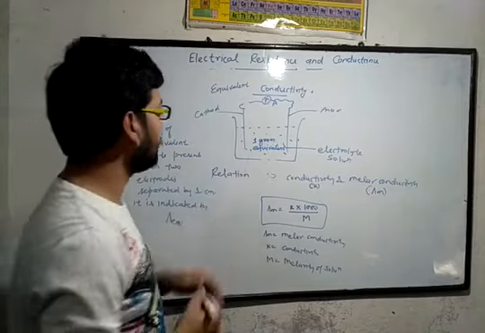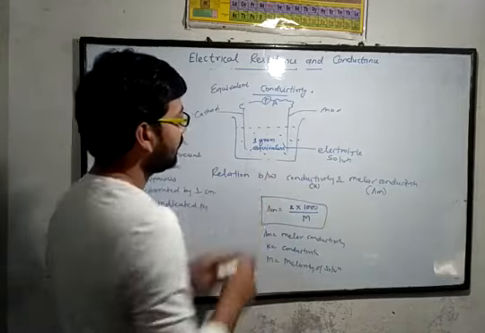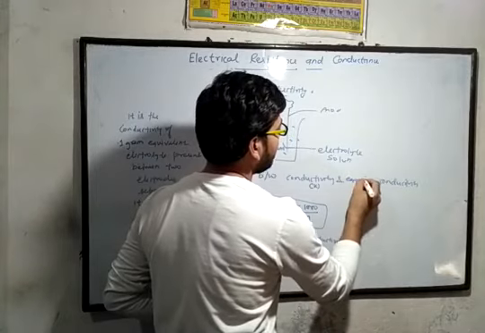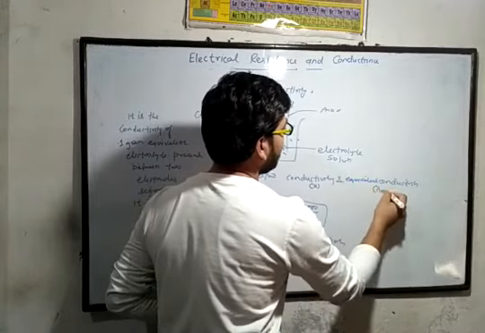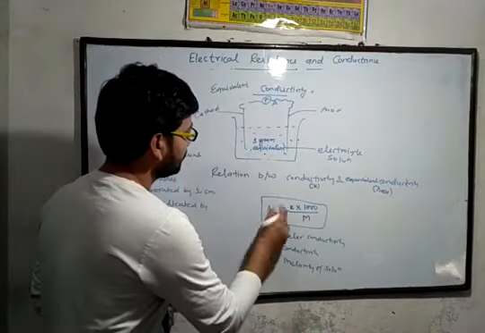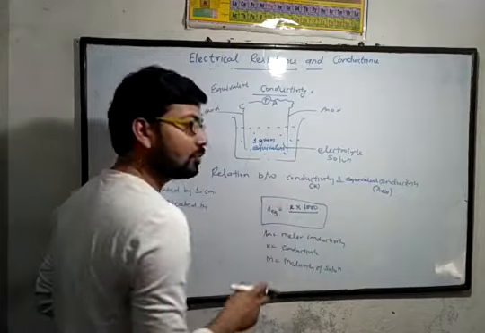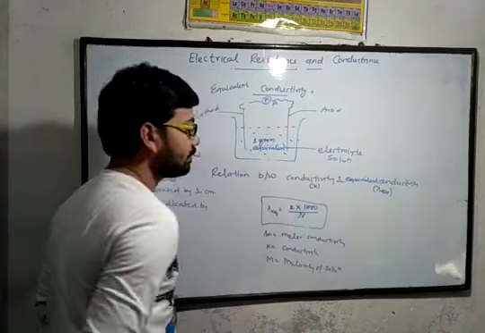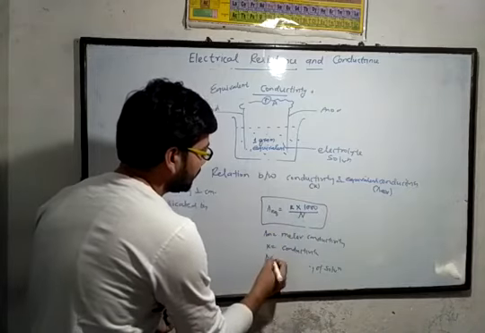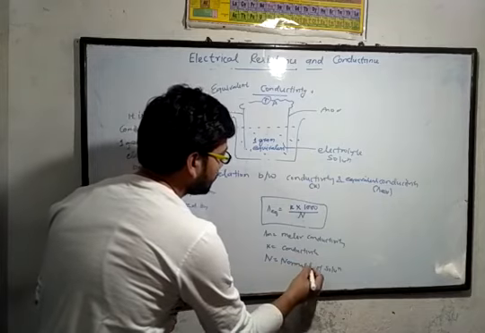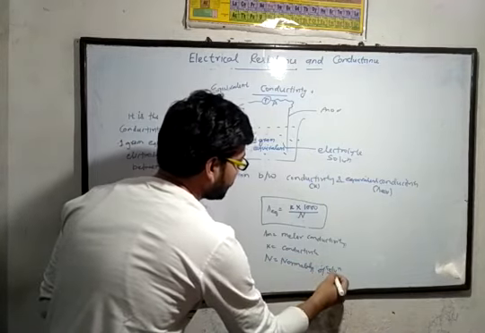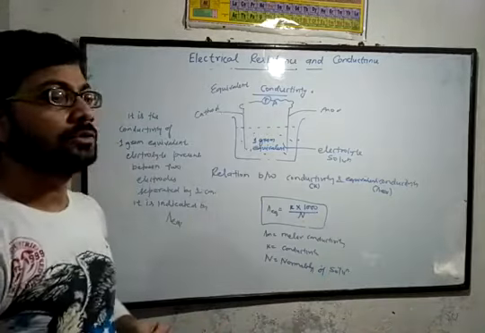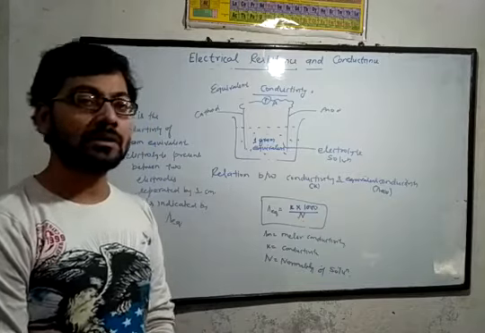If we see the relation between conductivity and equivalent conductivity, that is lambda EQ, this is not molarity because gram equivalent is used in normality. So this is indicated by N, the normality of the solution. So this is the concept of molar conductivity and equivalent conductivity.